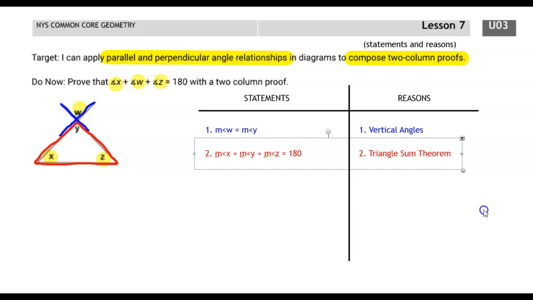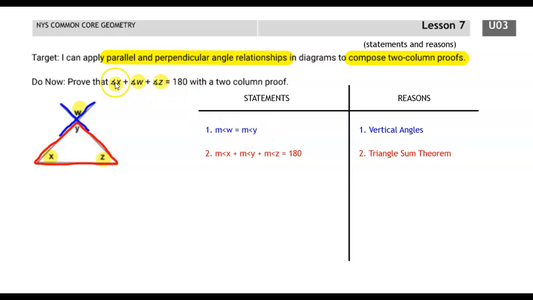That next step that I can identify is that angle X plus angle Y plus angle Z is equal to 180. I know that because I can see that those three angles are the interior angles of a triangle. They form that triangle, which means they all add up to, or they sum to, 180 degrees.